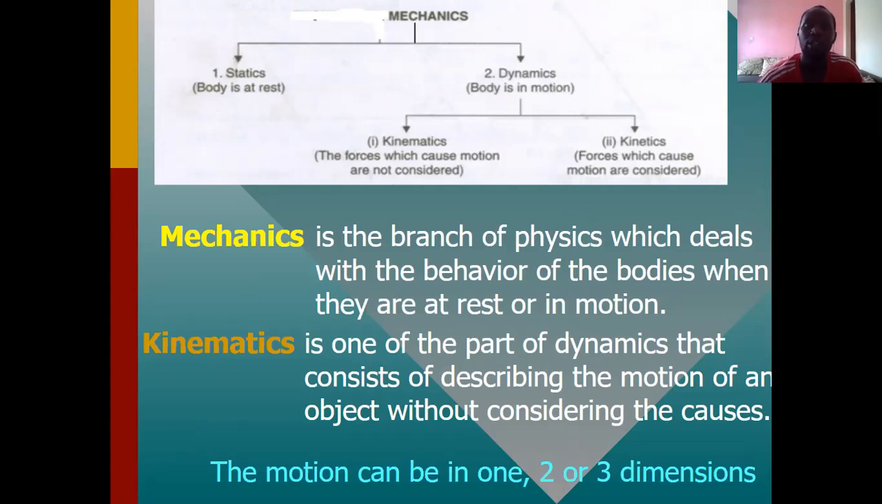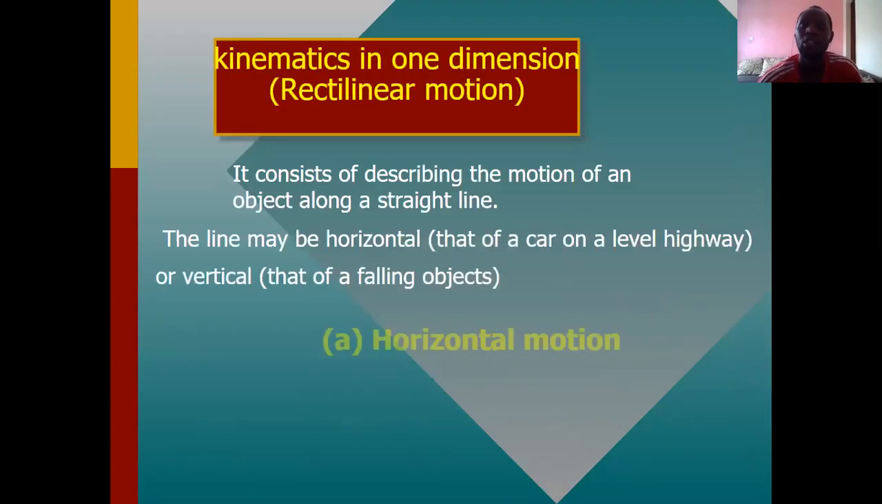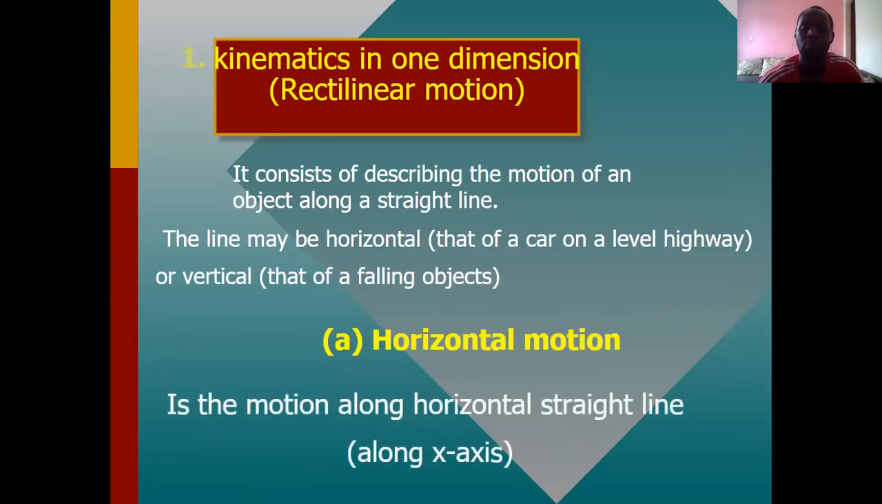The motion in 1 dimension is called rectilinear motion, or kinematics in 1 dimension. It consists of describing the motion of an object along a straight line. The straight line can be horizontal or vertical. If the straight line is horizontal, we have horizontal motion, and it is a motion along the x-axis.